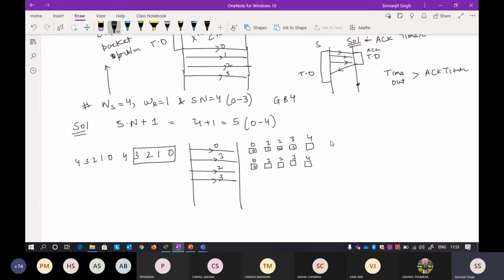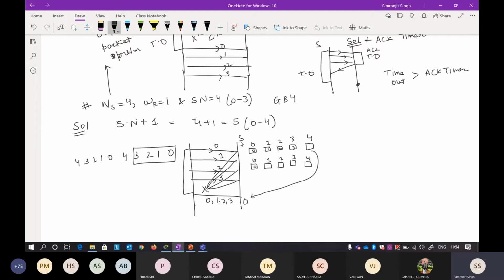Now suppose the acknowledgement got lost. When it got lost, and the timeout timer occurs, the sender will retransmit the whole window. The whole window contains packets 0, 1, 2, and 3. Now the receiver is expecting the 4th packet, but actually it receives the 0th packet.